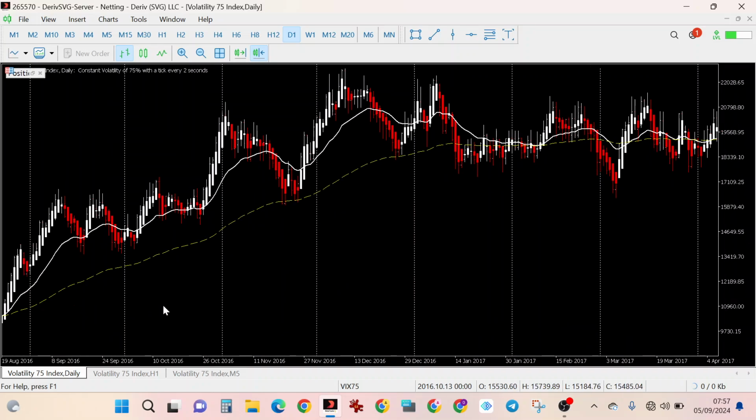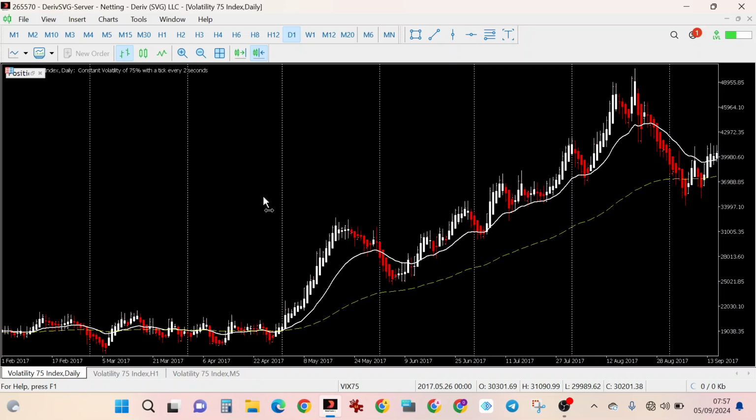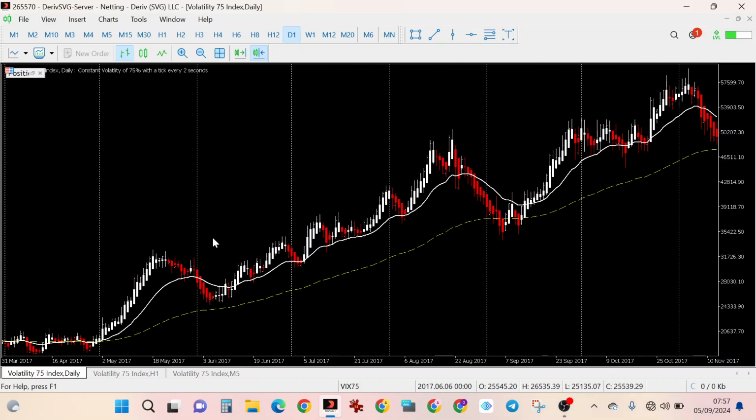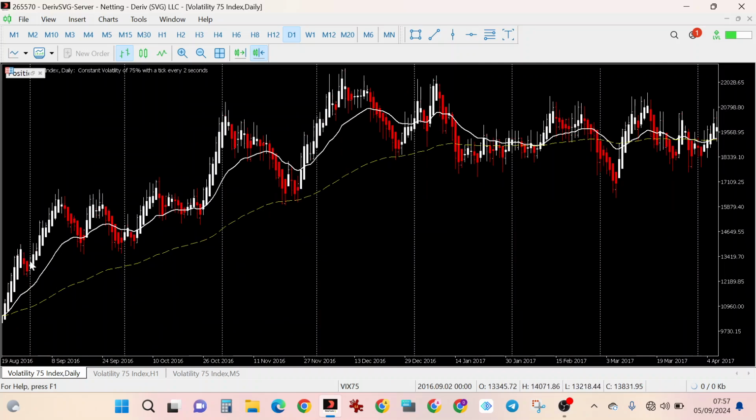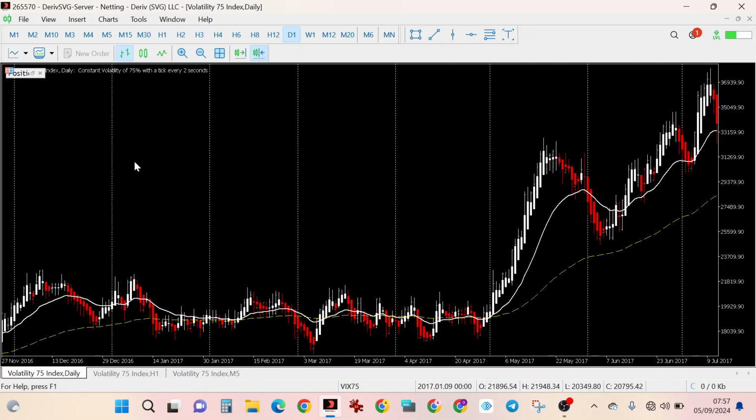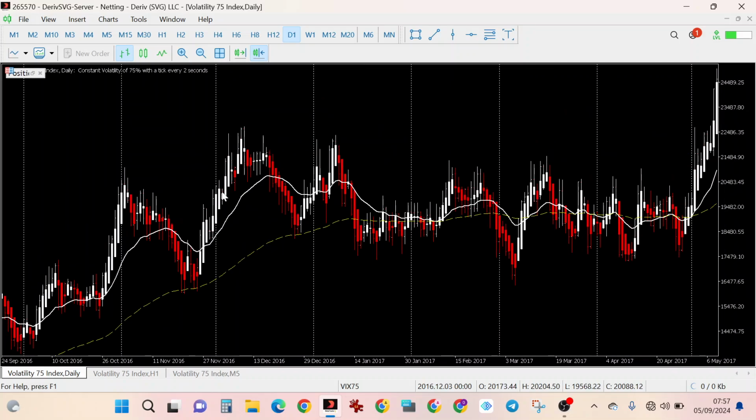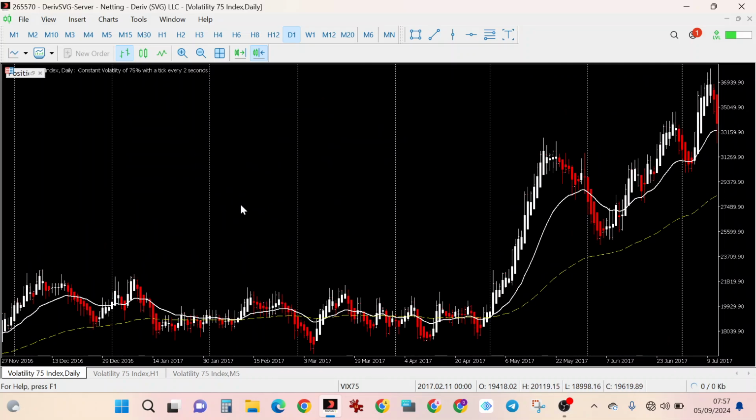So to be able to catch big moves in the market, you need to understand price action. You need to understand how the market moves. If you don't understand price action, there is no way to be able to do it. Price action is very simple. The market trends, it ranges, it pulls back, and it breaks out. That's all the market does.